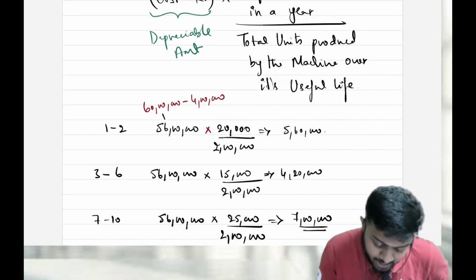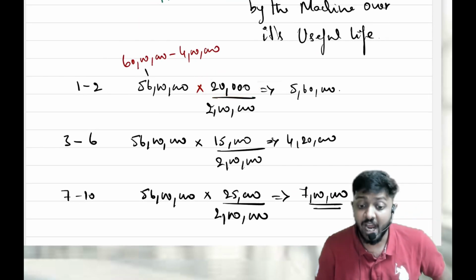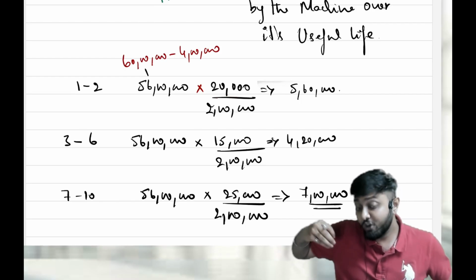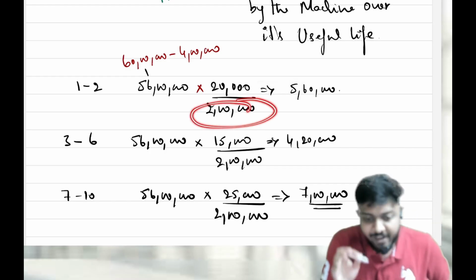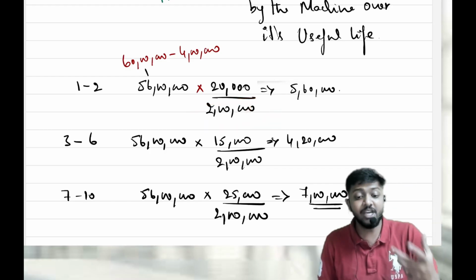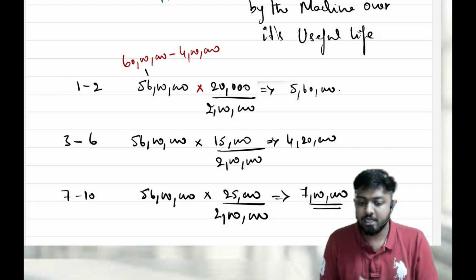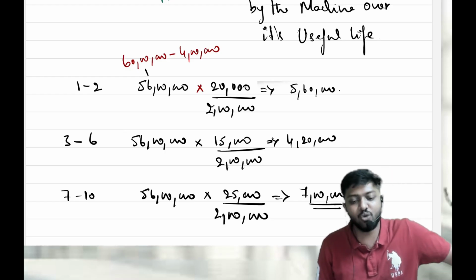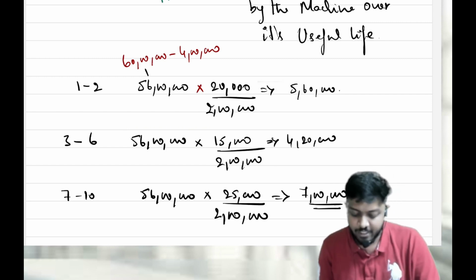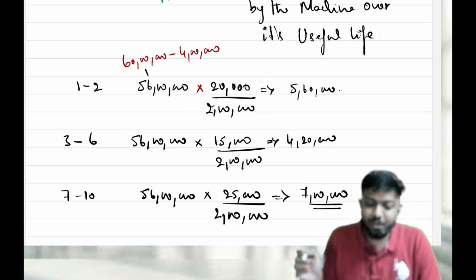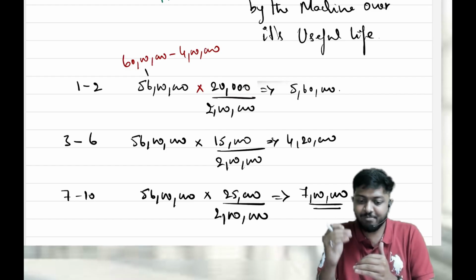In the first year, the machine has produced 20,000 units, and the number of units the machine can produce over its useful life is 2 lakh. Life can be measured either in terms of years or in terms of the number of units it produces. You can use this machine until it produces 2 lakh units; after that, it is not possible. I am talking about the life only in terms of units. Total life is 2 lakh units. In the first year, how much did I produce? 20,000. So in that ratio, I am charging depreciation.